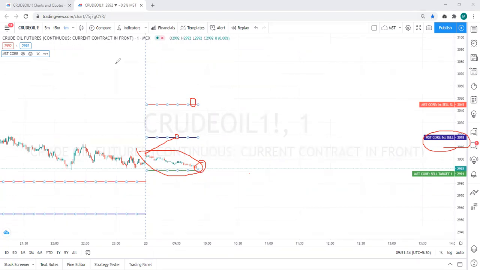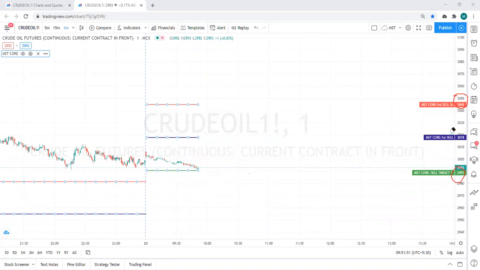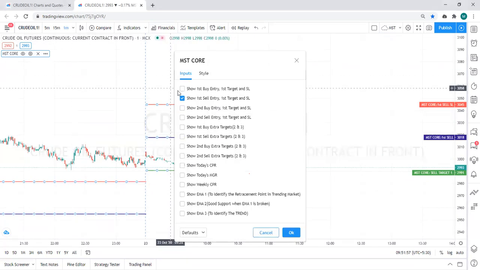I repeat, the first sell will be activated at 3018, the target will be 2991 and the SL will be 3045. This is the first sell. The market has now reached our first sell area. Still it is in between sell and the target. So now let us enable the first buy.